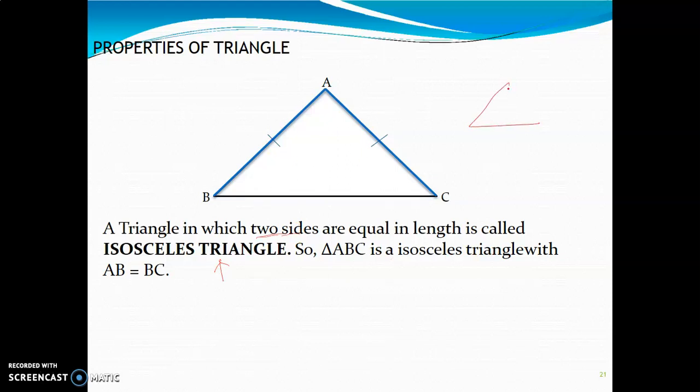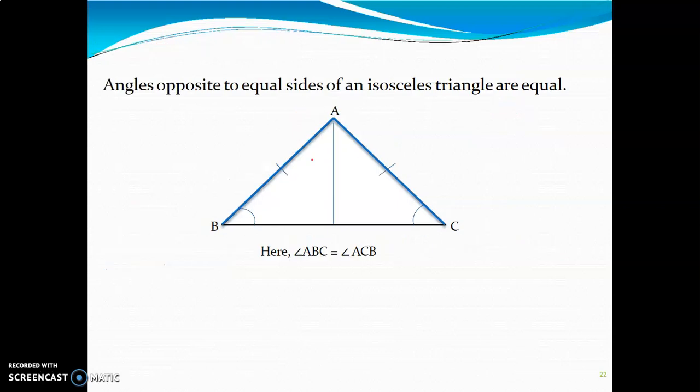Suppose I take any other triangle, say triangle XYZ. So XY is equal to XZ. It can be any two sides; it can be XY and YZ, any two sides. Here I have taken AB and AC.